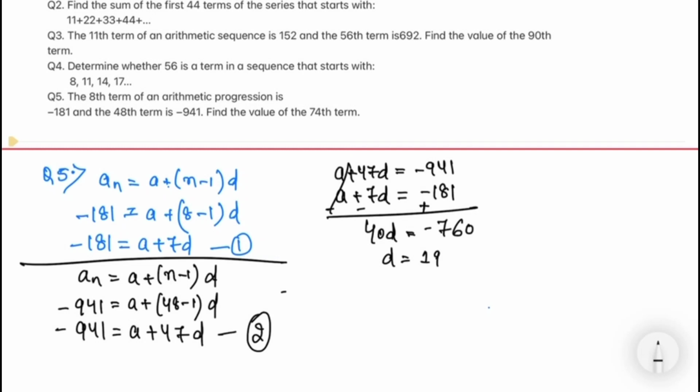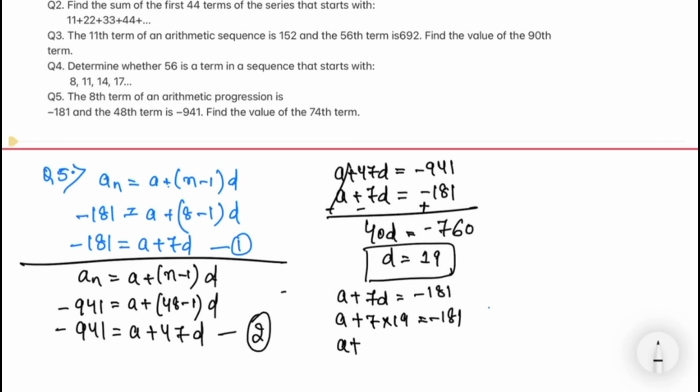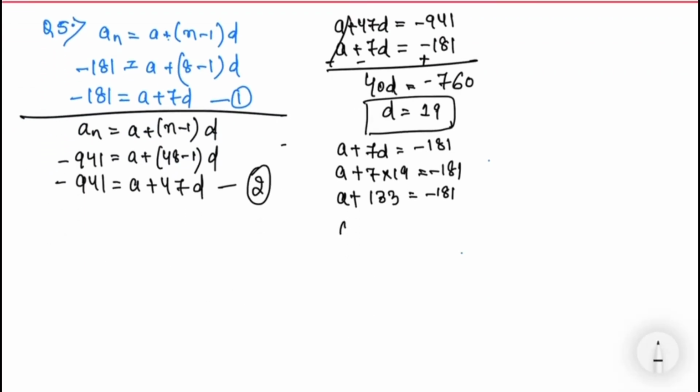Now let's figure out the a. So a plus 7d equals minus 181. So a plus 7. D is how much? 19. So we'll multiply it with 19 equals minus 181. Now a plus 19 times 7 will be 133 equals minus 181. So a will be how much? A will be minus 181 minus 133. So what we'll do, we'll add it up.